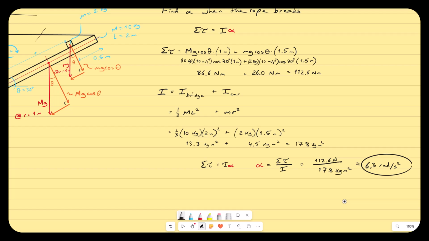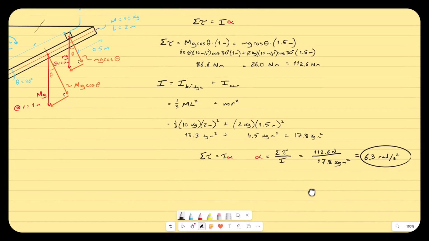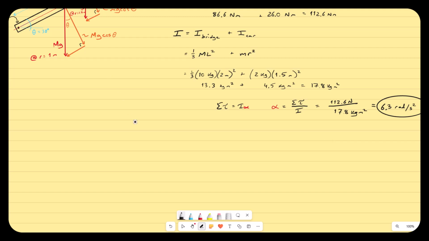If I wanted to find the linear acceleration of maybe the center of mass of this thing, or, you know what, of the car. If I want to find the linear acceleration of the car, I'm going to say that's equal to r of the car times alpha. So I'm going to get 1.5 meters times my 6.3 radians per second squared, and that's going to give me 9.45 meters per second squared.